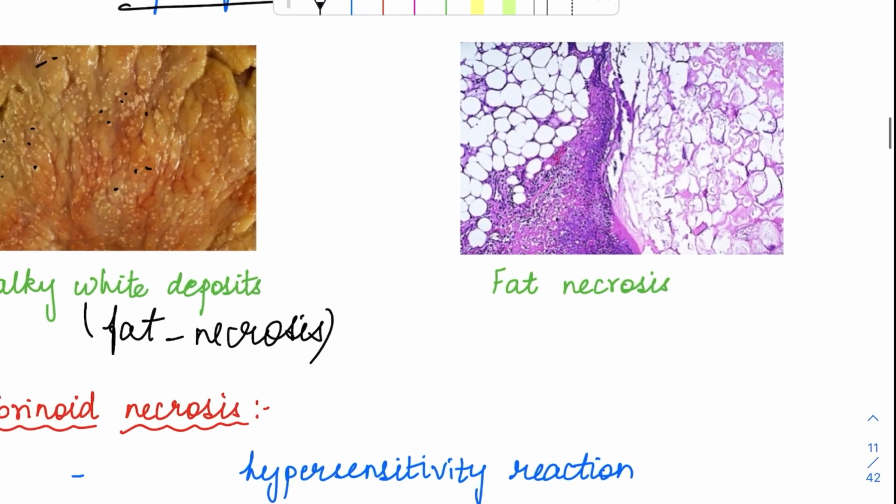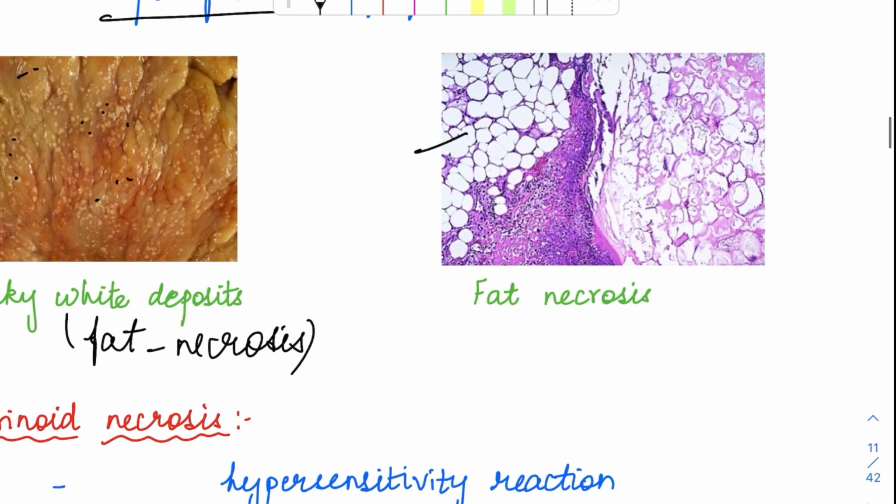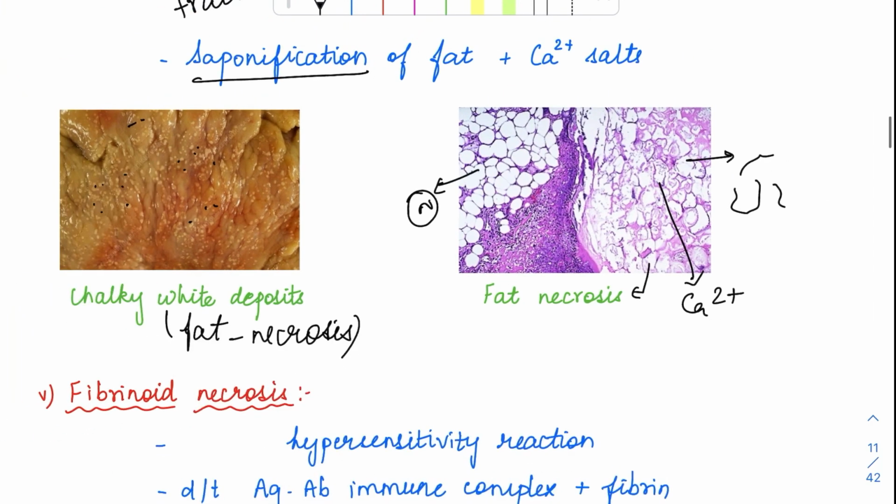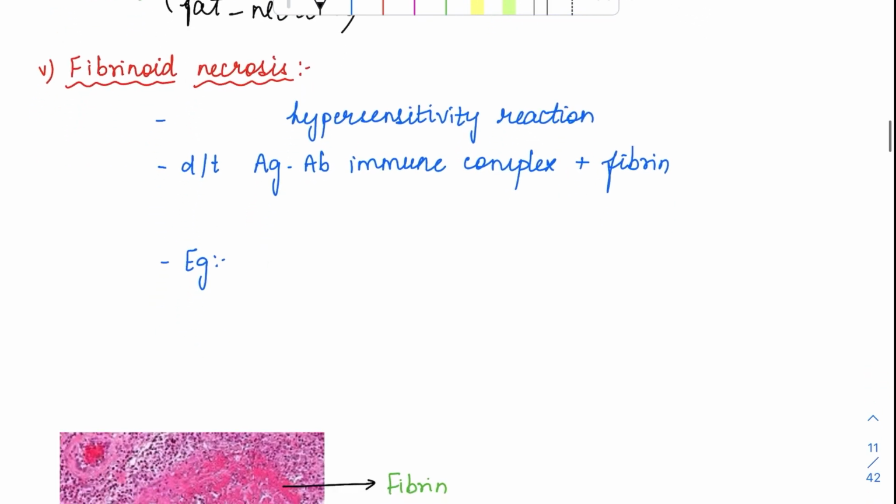Microscopically, the left part is the normal fat tissue, and in the right part you can see that the adipose tissue has lost its shape, and it is appearing loose like this halfway through, and there is some violet or basophilic material in that, which is calcium. Okay, so the right side image represents the fat necrosis here. Then the next type of necrosis will be fibrinoid necrosis.